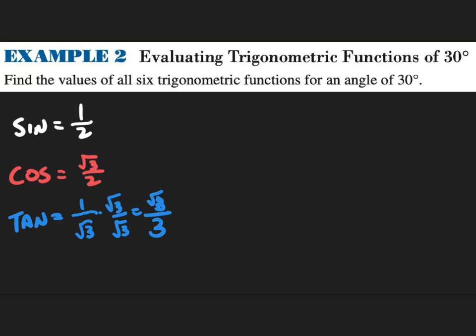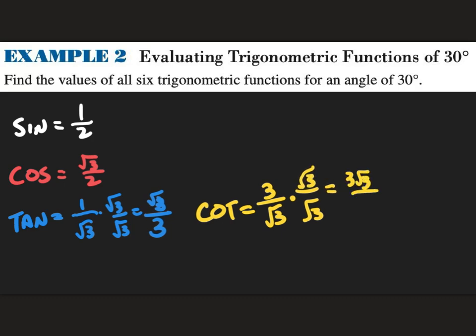So now the tangent goes with the cotangent, and we just flip that upside down. So that's 3 over root 3, but we can't leave a radical in the bottom, which gives us 3 root 3 over 3. The 3's cancel out, and we're left with root 3.